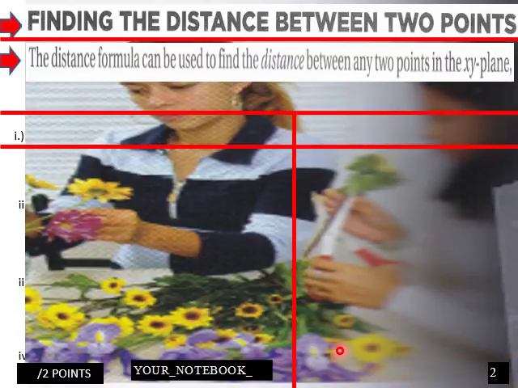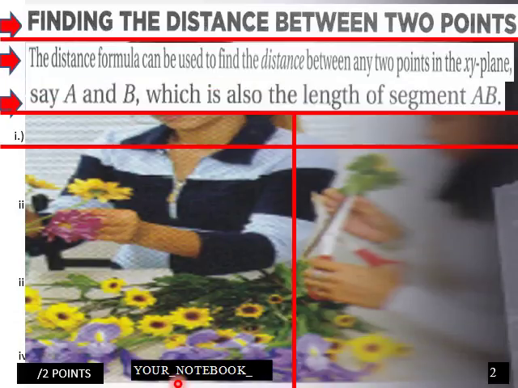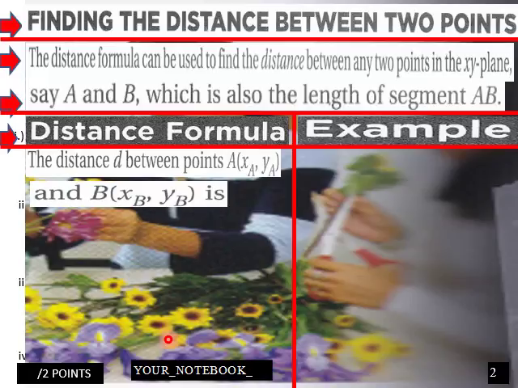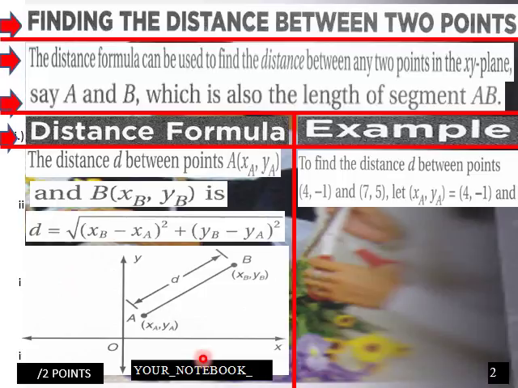Finding the distance between points. The distance formula can be used to find the distance between any 2 points in the XY plane, say AB, which is also the length of the segment AB. Here's our distance formula: the square root of (xb minus xa) squared plus (yb minus ya) squared. This is a schematic of what the values would be when you put them into this formula for distance.